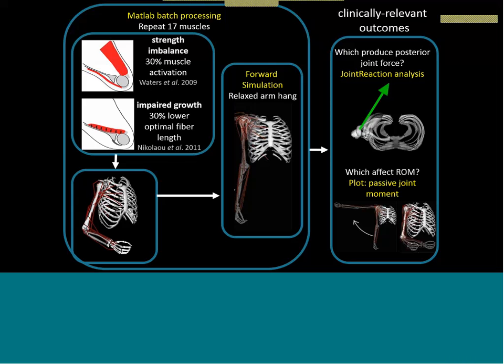We then did a forward simulation under each of these conditions for a relaxed arm hang, where the arm is just hanging by the side. And for that simulation, we would calculate what the joint force was acting at the shoulder. We would think that a force consistent with the kind of injuries that we see would have to be posteriorly directed, which would be consistent with that posterior retroversion. And then we also plotted the passive joint moment and used that to identify the range of motion for abduction and for internal-external rotation, and used that to evaluate the postural deformity. So we have an osseous deformity measure and a postural deformity measure.